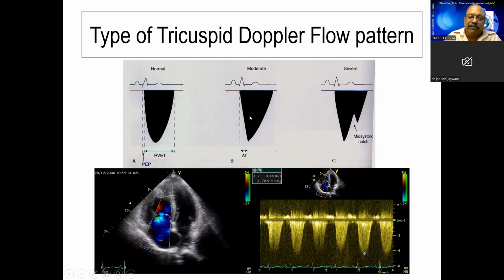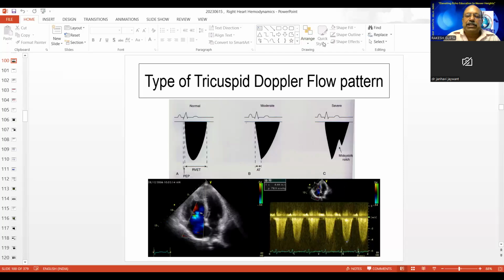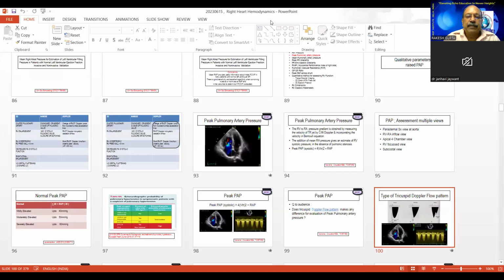So we have seen this kind of pattern, and we may see this kind of pattern in this mid-systolic notch. And when we see this kind of pattern, we always understand that pulmonary artery pressures are very, very high. Okay, sir. Clear? Yes, sir. This is RV systolic pressure, what you were looking at, the mid-systolic notch. Okay.